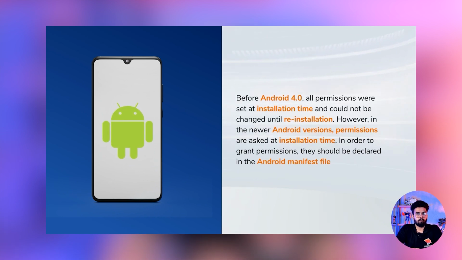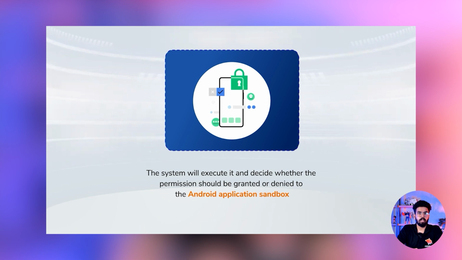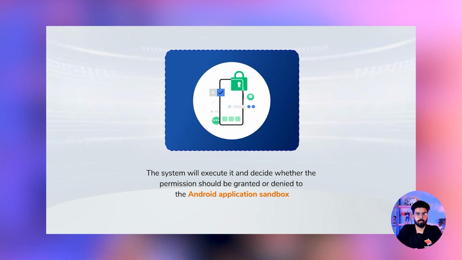Before Android 4.0, all permissions were set at installation time and could not be changed until reinstallation. However, in the newer Android versions, permissions are asked at runtime. In order to grant permissions, they should be declared in the AndroidManifest file. The system will evaluate it and decide whether the permission should be granted or denied to the Android application sandbox.